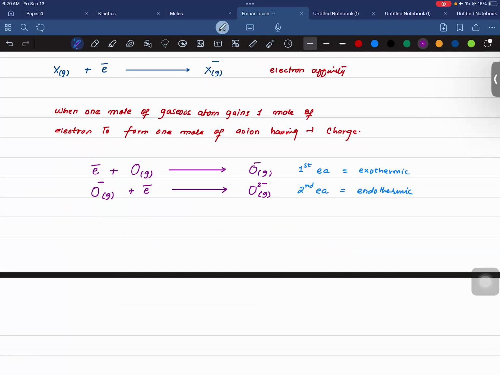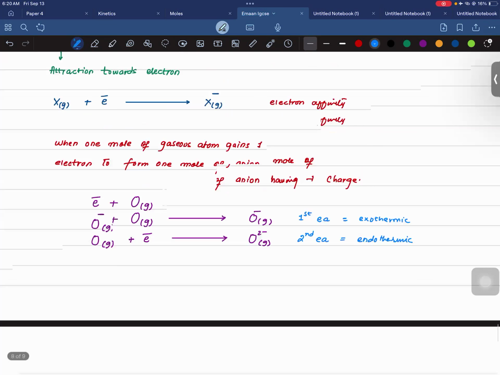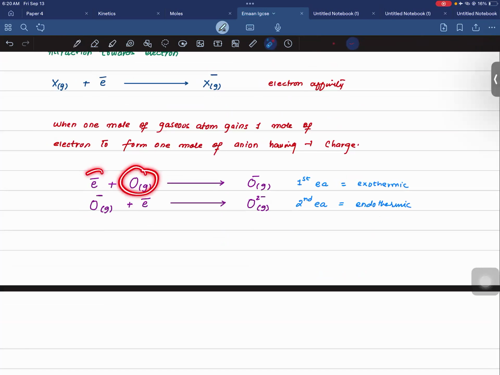Sir, I think that when we add one more electron, we need more energy. I'm telling you that second electron affinity is more endothermic, it absorbs energy. Okay, let me tell you. When oxygen was gaining one electron, at that time it was neutral. There is no repulsion between them, so it can easily gain electron and additional energy would be released.